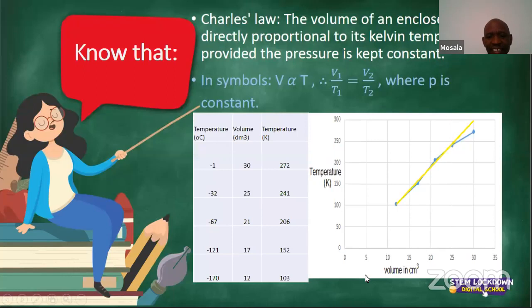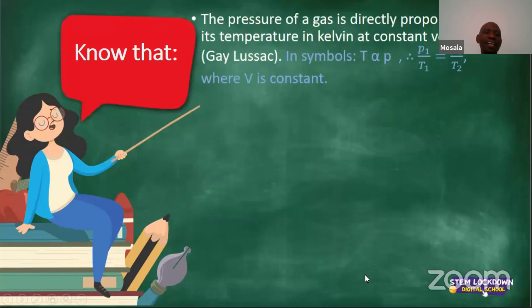Right, and then let's carry on. The pressure law says that the pressure of a gas is directly proportional to its temperature in Kelvin, provided the volume is kept constant. So in other words, it means T is directly proportional to the pressure. And what does that mean? It simply means P1 over T1 equals P2 over T2, where V is kept constant.